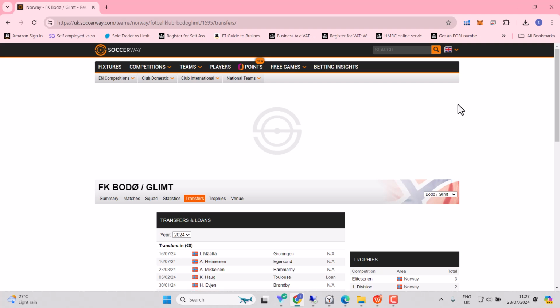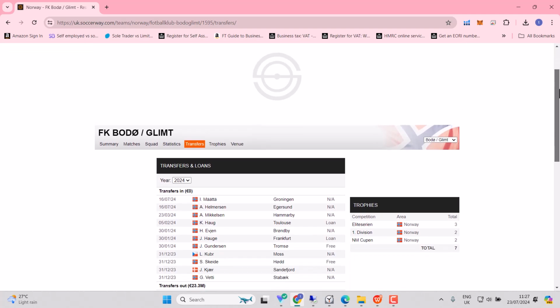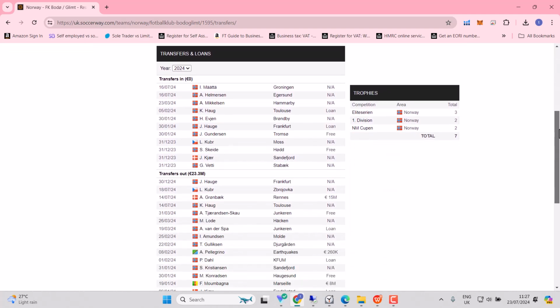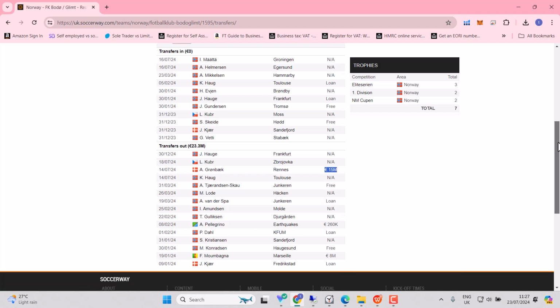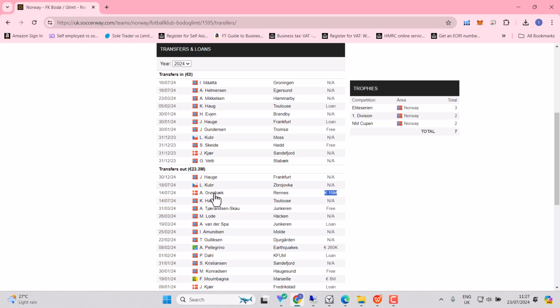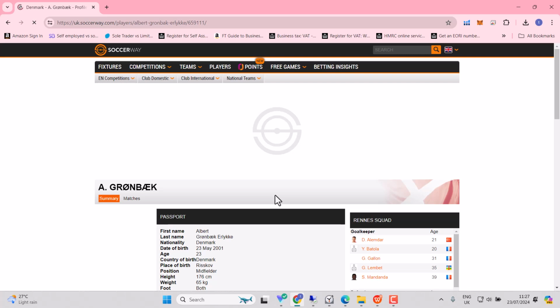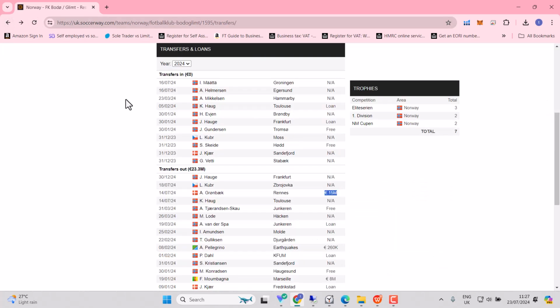Bodo Glimt, one of the lesser known sides in Norway, but one of the great trading sides in Norway. This will give you full information. For example, you've got this big absentee, Gronbach. That is relative to the league. That is a big miss, isn't it? Gronbach. So we'll have to see whether Bodo Glimt are going to be missing this player. Was he a striker? Because that might give us some importance as well. Midfielder. So obviously one of their key players, worth 15 mil.